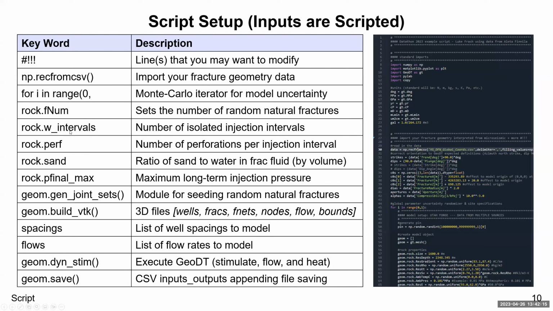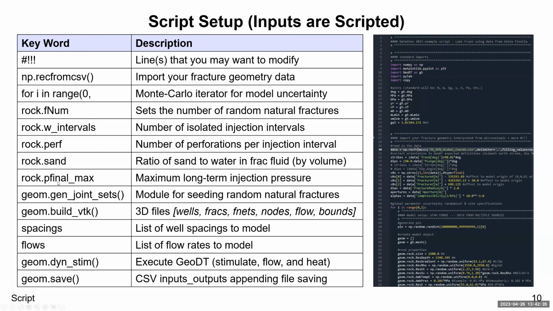Next, you have the number of intervals. So you've already seen me or heard me mention this term several times now. That's the number of injection zones. And then we have the perforation count. So that's the number of perforations per injection zone. Then you have the sand.